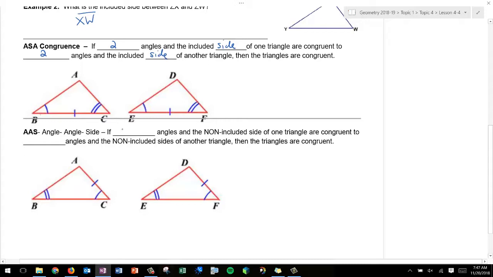And this says that if there are two angles and the non-included side of one triangle congruent to two angles and the non-included side of another triangle, then they're congruent.